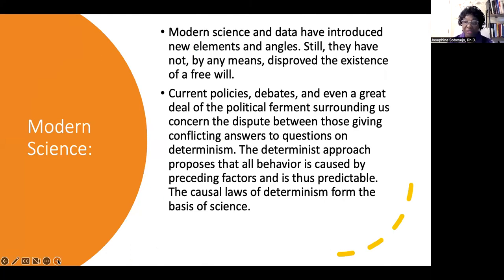Let's look at modern science. Modern science and literature have introduced new elements and angles, but still, they have not by any means disproved the existence of free will. Current policies, debates, and even a great deal of the political fervor surrounding us concern the dispute between those giving conflicting answers to questions on determinism. The determinist approach proposes that all behavior is caused by preceding factors and is thus predictable. That is, the causal laws of determinism form the basis of science.